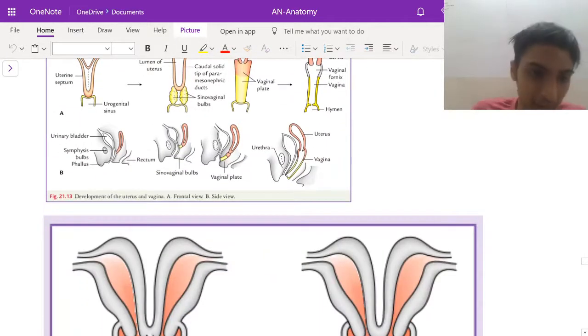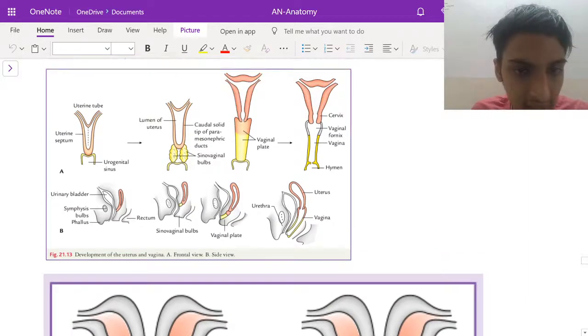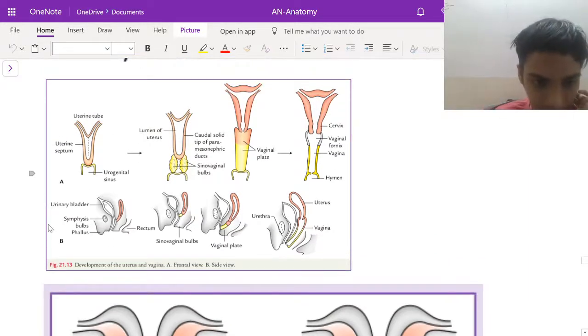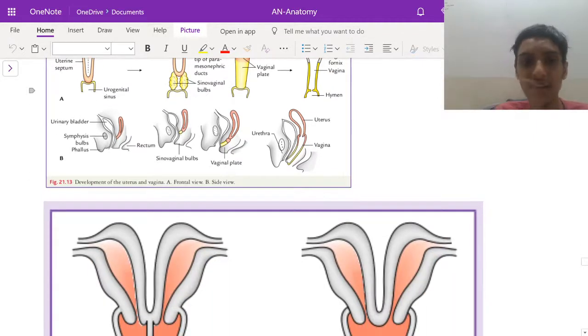Now if we see the development, we have the development from the uterine septum and the urogenital sinus. Here the sino-vaginal bulb is formed and the uterine septum will disappear. Then we have the vaginal plate developing into the vagina, hymen and the fornix. This is the development. For uterus and vagina, please write the same development.